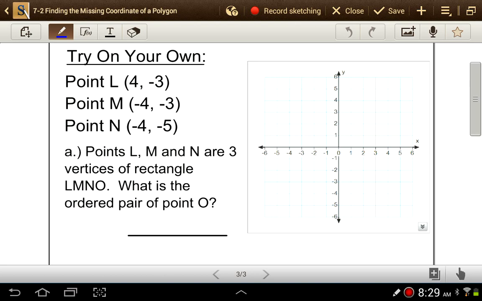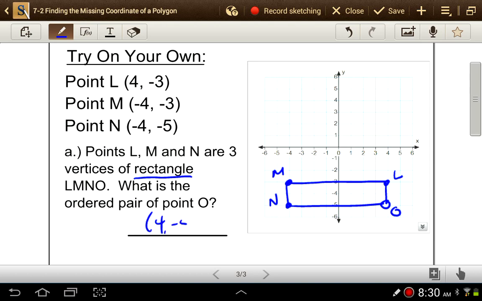Okay, hopefully now you got the answer done. Let's see how well you did. We're looking at a rectangle, LMNO. First thing I'm going to do is plot my points. L is 4, negative 3, so that's going to be right here. And then we have negative 4, negative 3. That's going to be M. And then N is negative 4, negative 5. That's N. The last point O, well, when I connect those, that's going to put O right here. That's going to be point O, which is (4, negative 5). So that is your final answer.